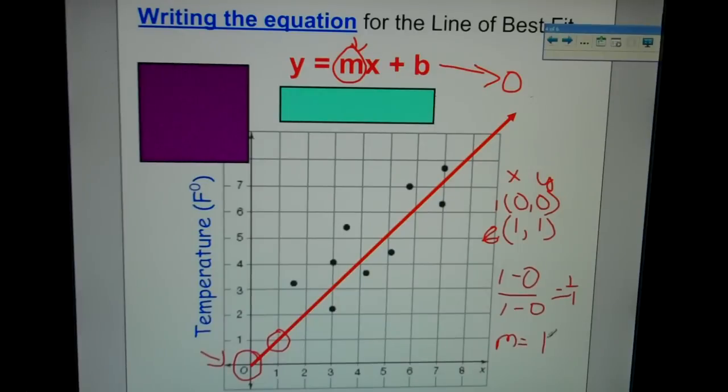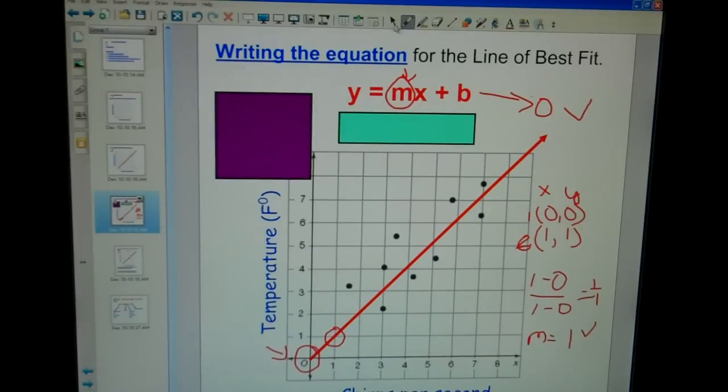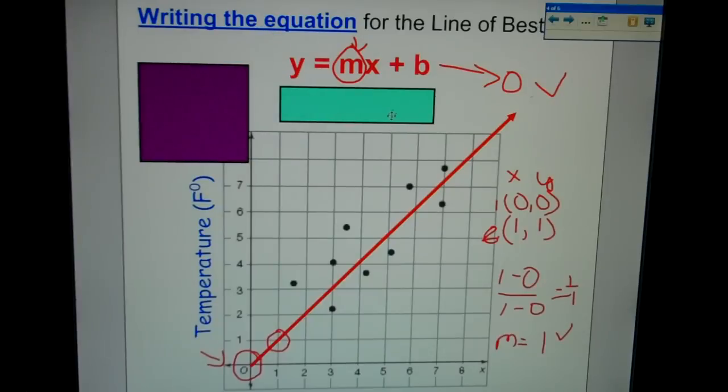Do I have M? Yes. Do I have B? Yes. We know that it's 0. Can I write the equation of this line? Yes, you can. Okay, so take a minute, pause, fill in what you already know.